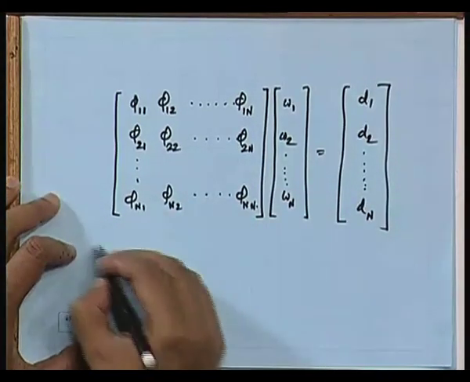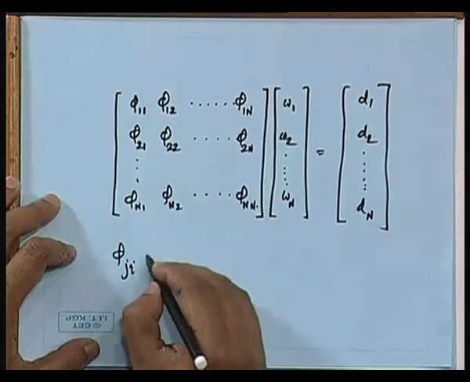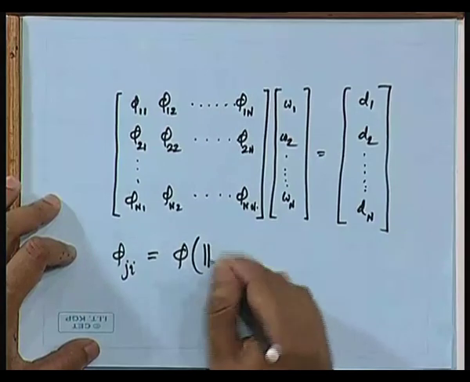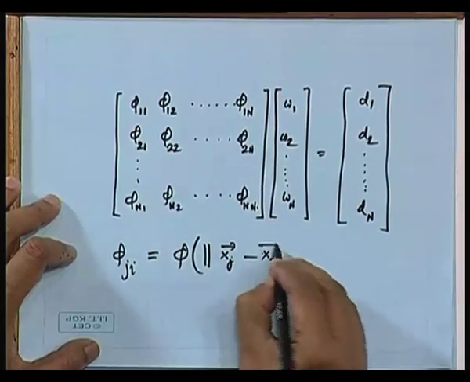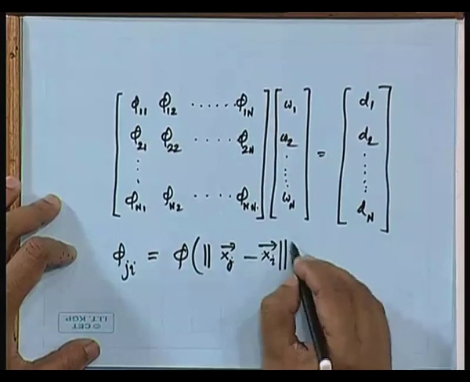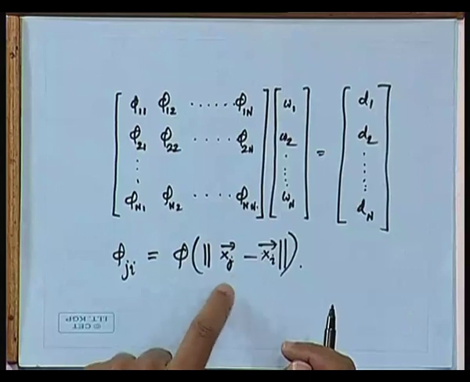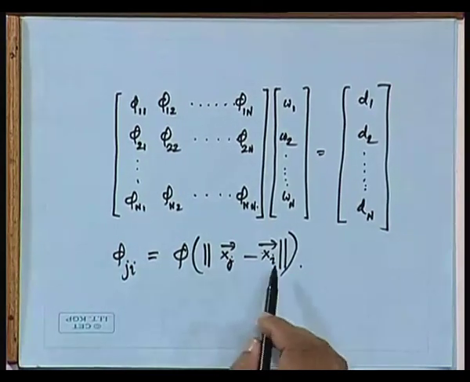So, here the definition is that phi ji that we are considering is the phi whose argument is the norm of xj minus xi. Here, xj is the point for which you are calculating this function.